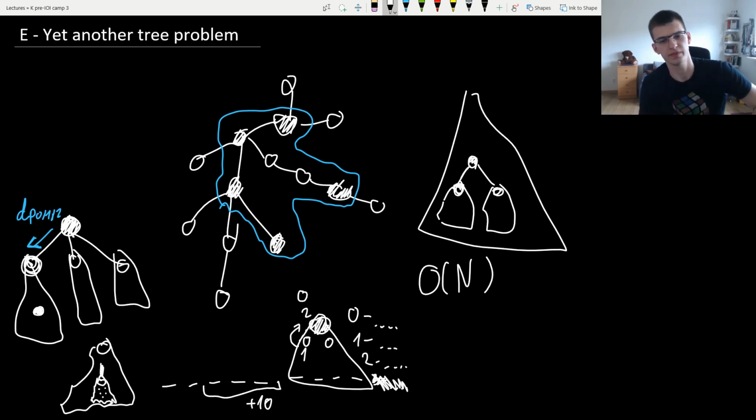I hope so. And this will give us complexity n plus q times log, maybe squared. For sure, log for centroid decomposition.